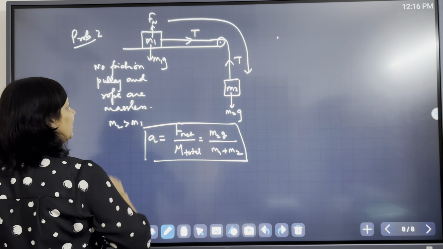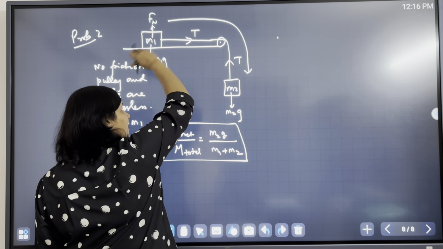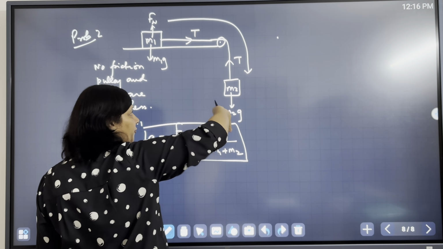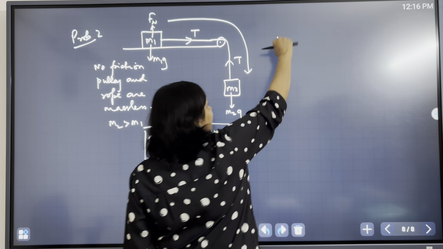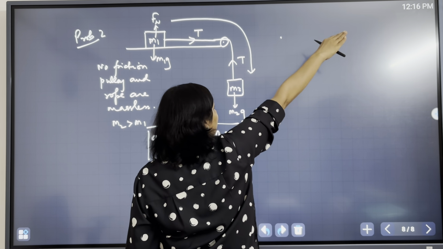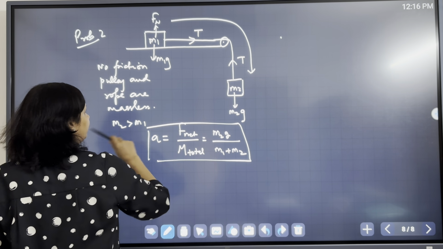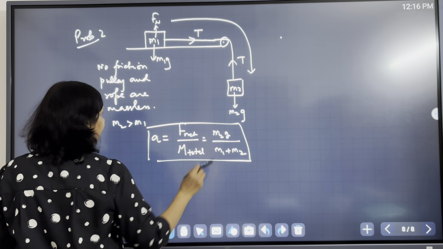Let us now calculate the same thing with the free body diagram, whether we get the same answer or not. How to calculate with the free body diagram? Please be careful. This is the same axis, not a different direction. You can just assume the mass to be here and think that the mass is pulled towards the right by M2G. So this is your x-axis.